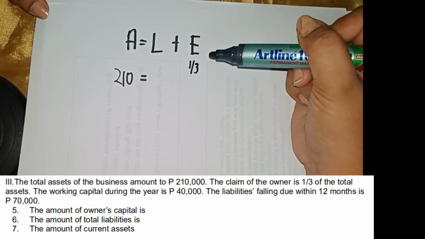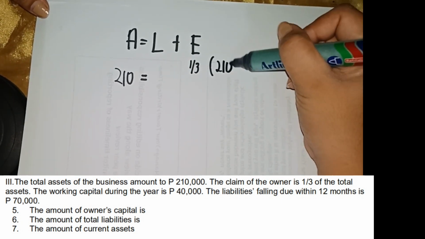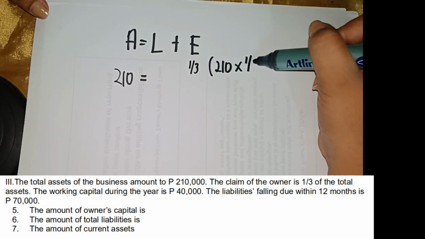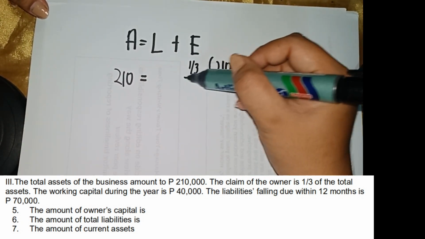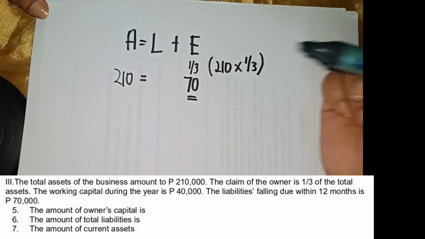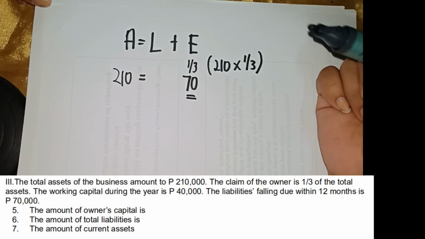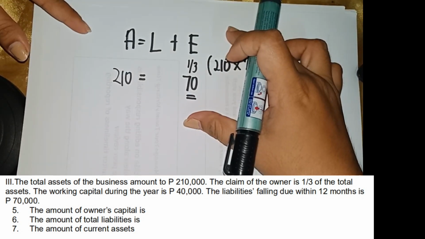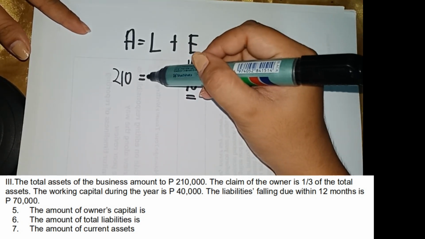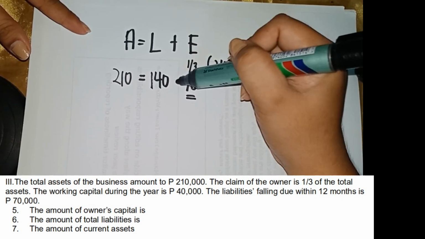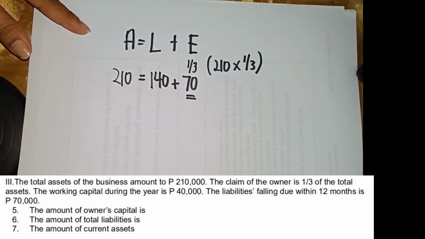So, para makuha natin yung 1/3 nito, 210 times 1/3. So, ang answer natin for equity is 70,000. Next question is, how much is the amount of total liabilities? So, from here, makukuha na natin yung ating liabilities. Liabilities is equal to 140,000. Kapag inadd natin yan, again, 210 yung total assets.